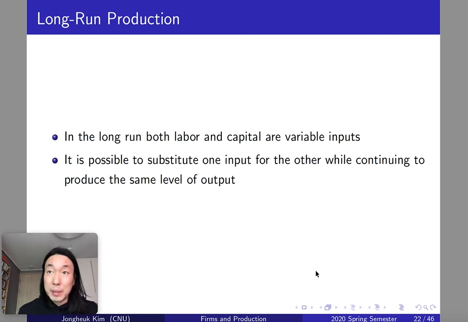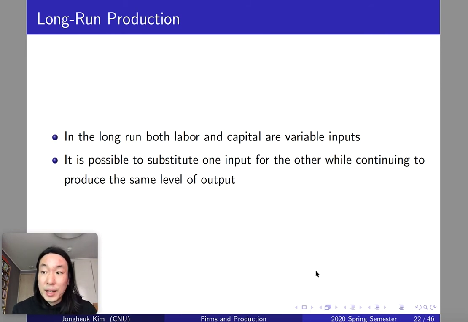Capital intensive good means it has both labor and capital as inputs, but the percentage of capital input is much larger than the percentage of labor input inside that good. Maybe the IT industry in Silicon Valley or semiconductors from Samsung Electronics are really capital intensive goods.